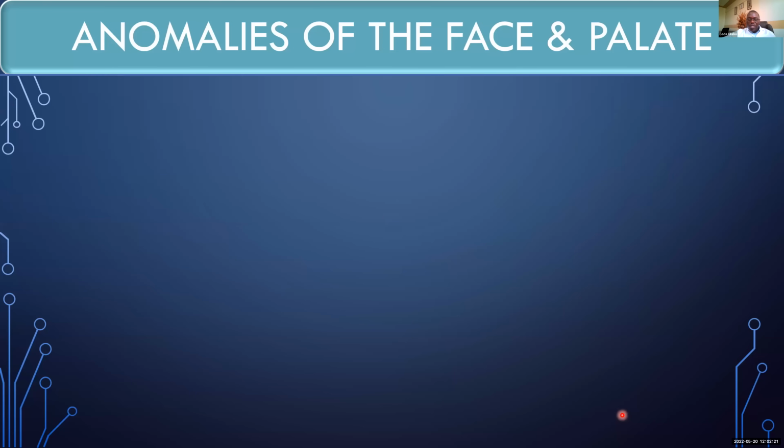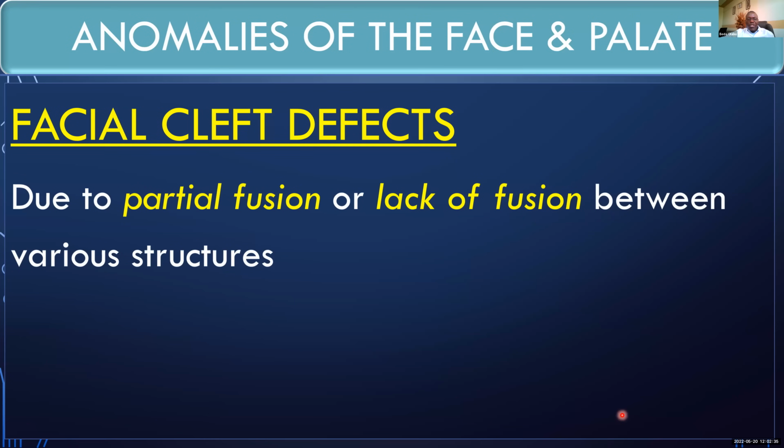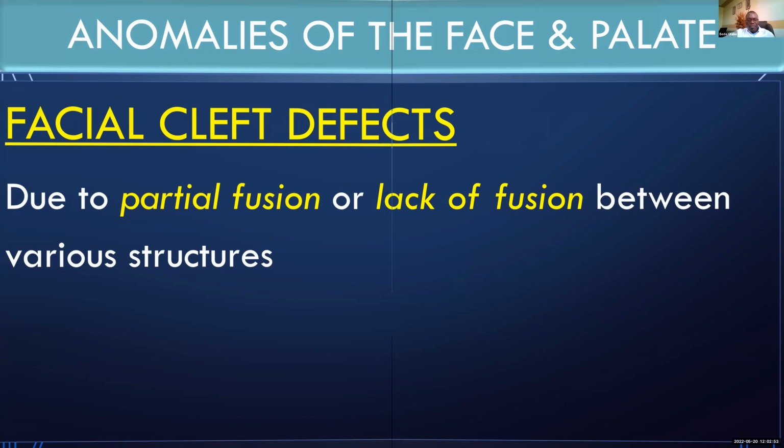Now we can finish with congenital malformations of the face and palate. We have a group of malformations that we call the facial cleft defects. They occur due to partial fusion or lack of fusion of the various prominences or the various structures that we mentioned today. So remember, it's either partial fusion or lack of fusion of the various structures.